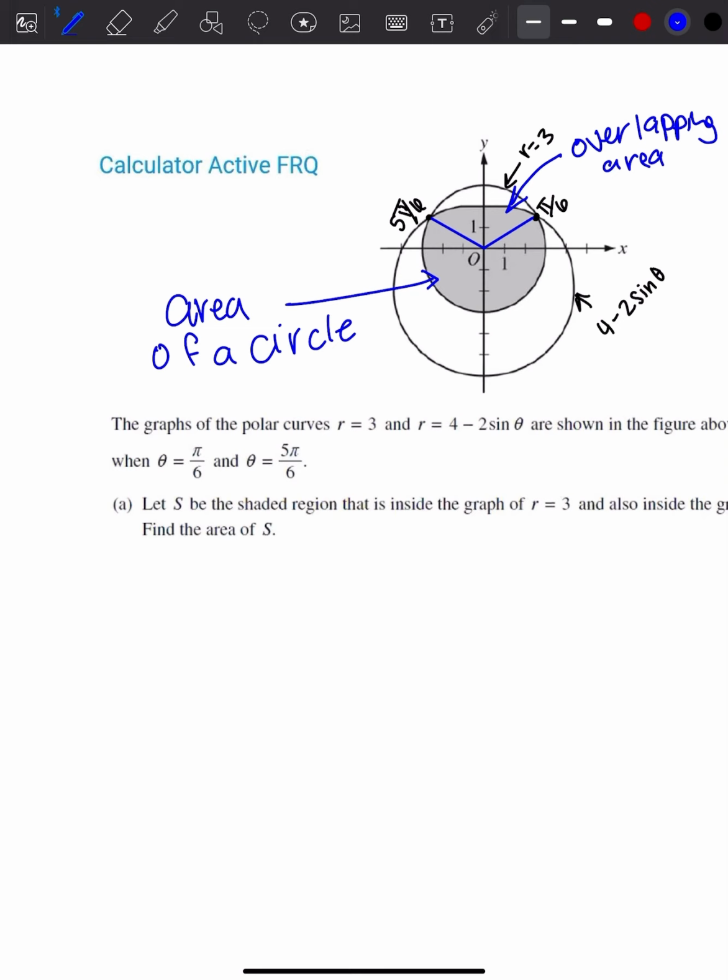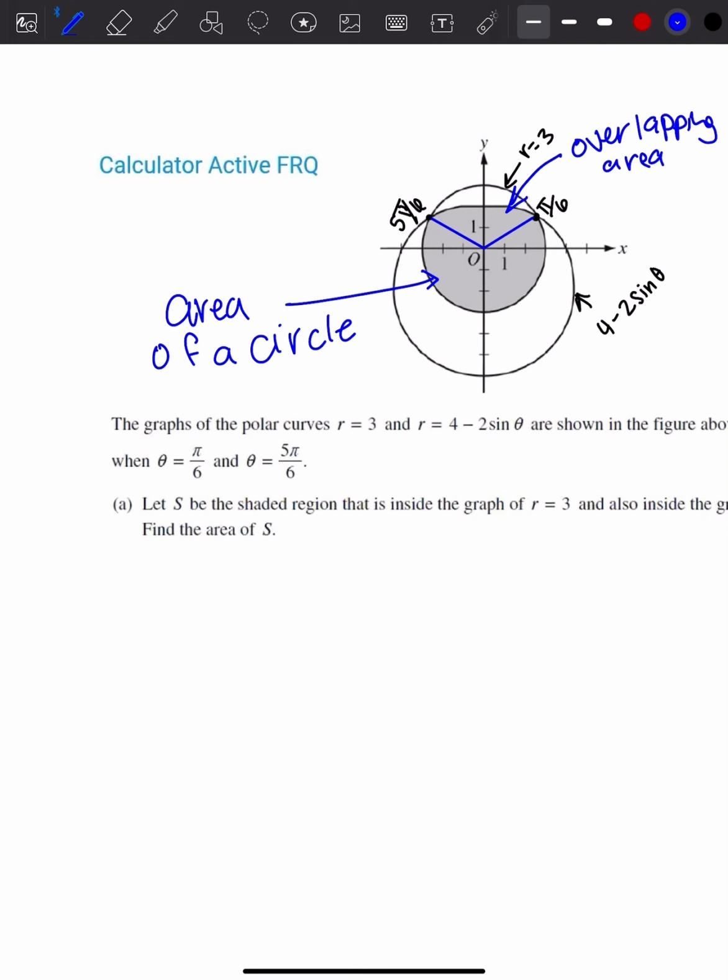So for the area of a circle, we're just going to use the normal area of a circle equation. The overlapping area that we have on the other side is something that we're going to have to think through. So one of the things that we have to think about is pi over 6 to 5 pi over 6. How much of the circle is that?